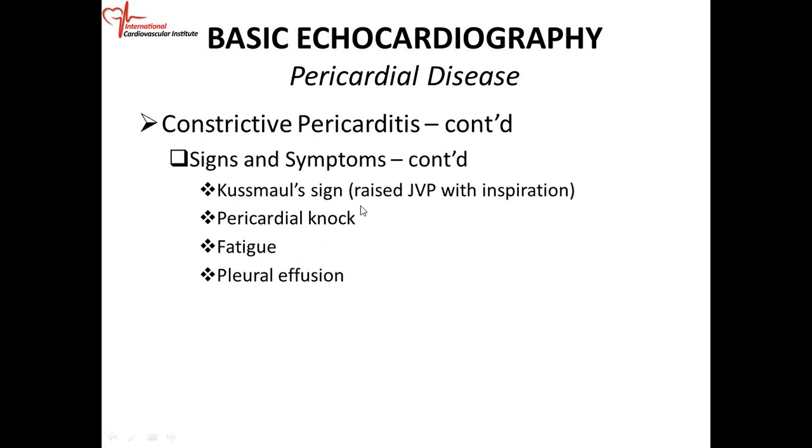Kussmaul sign, that is a raised JVP with inspiration. Remember what we said? In inspiration, you have increased blood flow into the right side of the heart, but because the right side of the heart cannot really accommodate any more blood, because we said the septum is going to have to shift to the left, the blood is going to back up into the atrium and back up into the superior vena cava and into the jugular vein. So with inspiration, you're going to get an increase in the JVP, that's the jugular venous pressure.